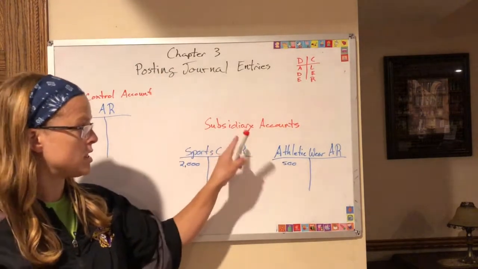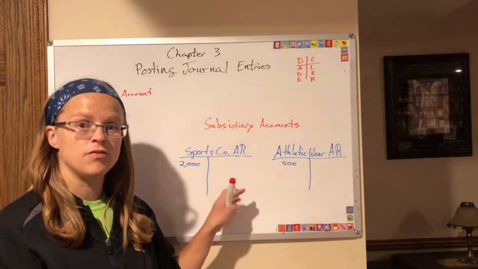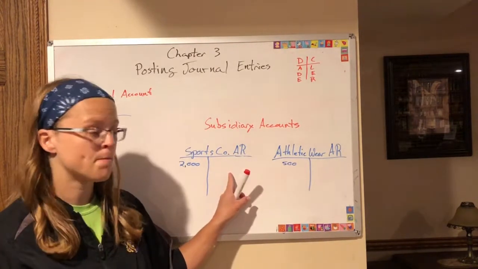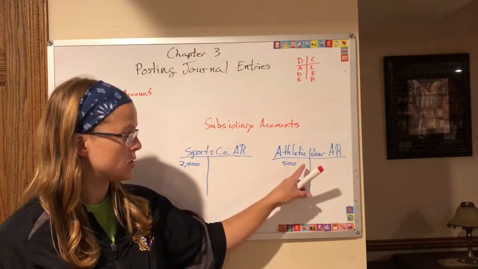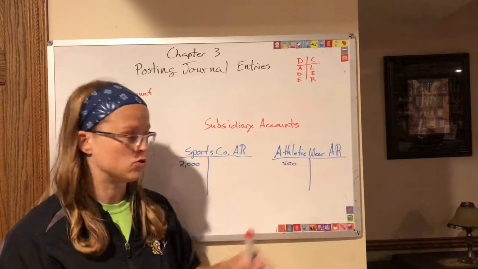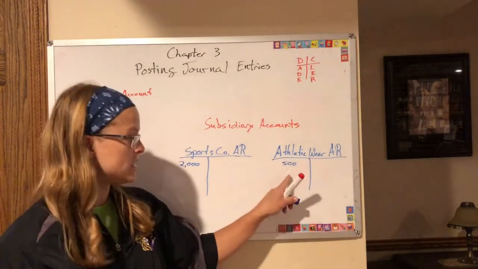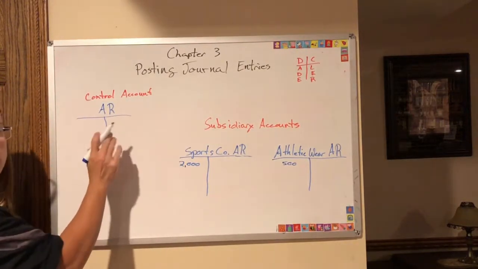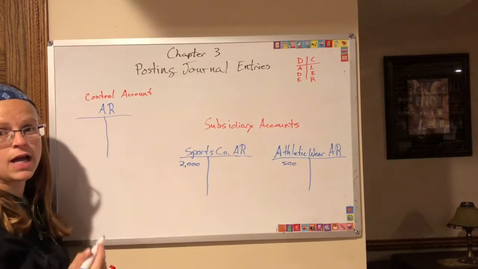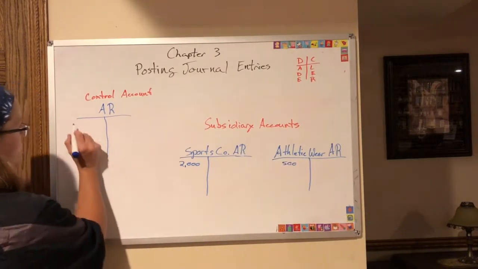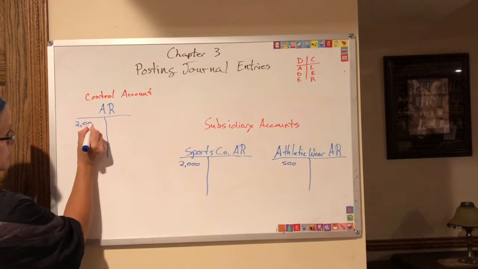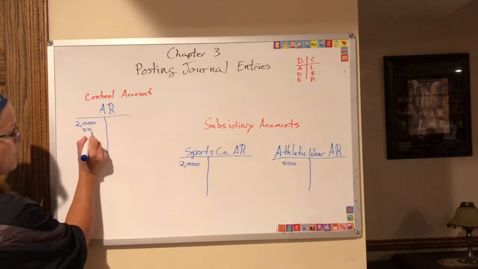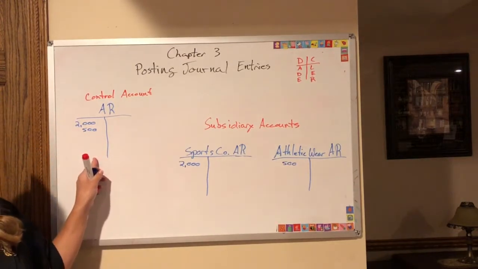We would have these subsidiary accounts for the individual companies, right? So we have a subsidiary account for Sports Company accounts receivable, and we have a subsidiary account for Athletic Wear accounts receivable. But then we take this information and put it to the control account, so that's the overall accounts receivable account that's in the general ledger. So we have $2,000, and we have $500 that we are owed on accounts receivable.